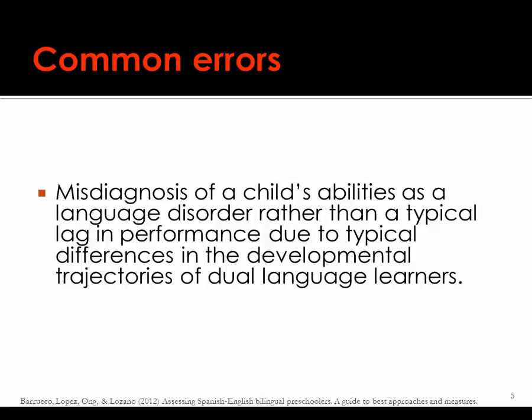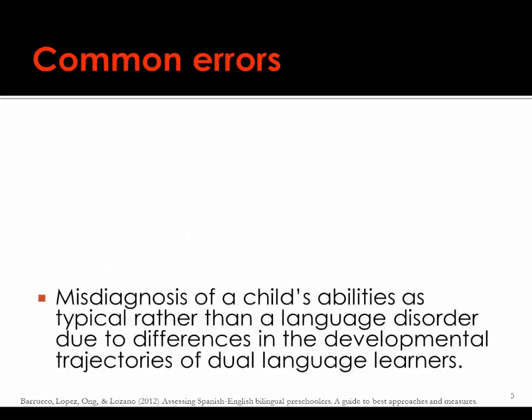The first one will be to overdiagnose. That is, we will say that a child has a language disorder when the child is typical, because the performance, although it's lower in English, is typical for children who are learning English. And by the way, the same thing could happen with the home language. We test them in the home language and they are low, and that may be the case because the child is going through language attrition.